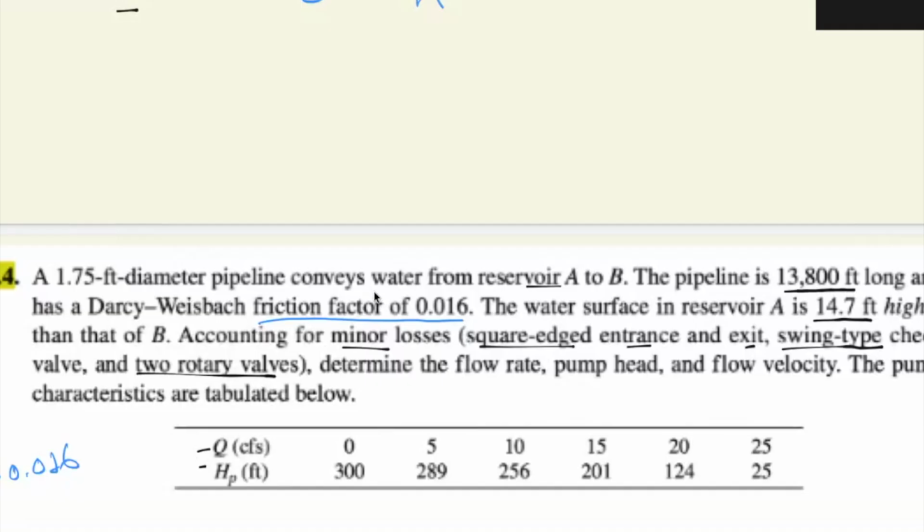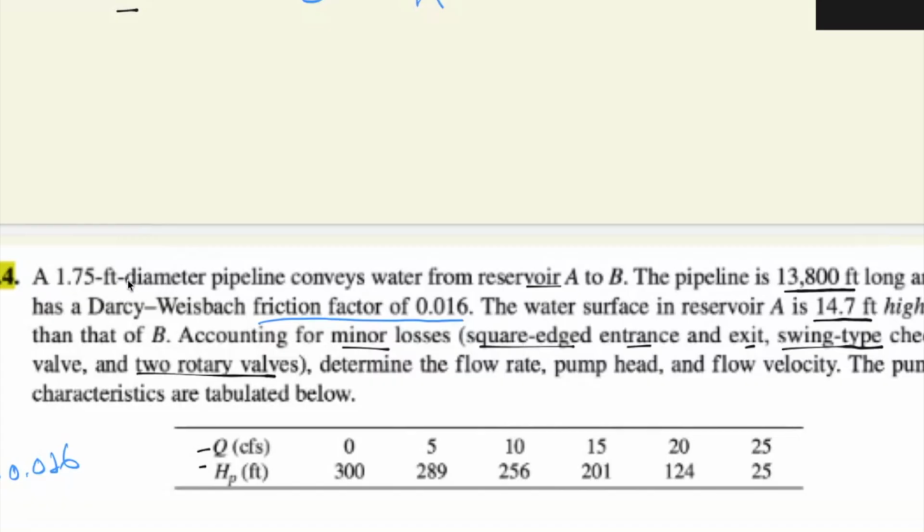So let's start with problem 5.5.4. This is your classic single pump in a pipeline problem, but with a twist. We have to account for minor losses from the fittings. So read the problem carefully with me.